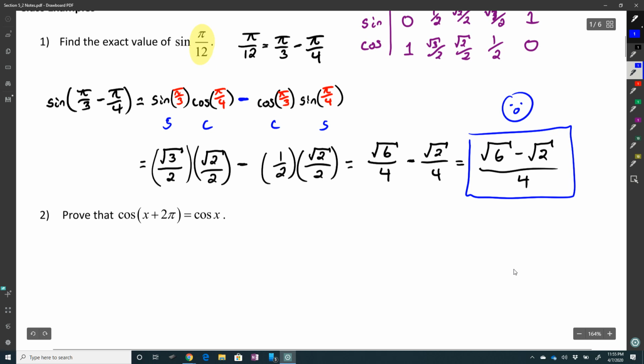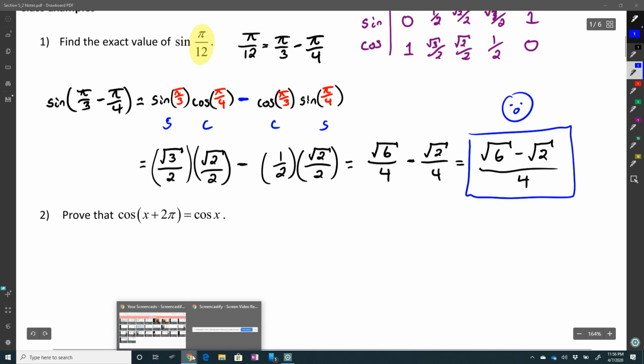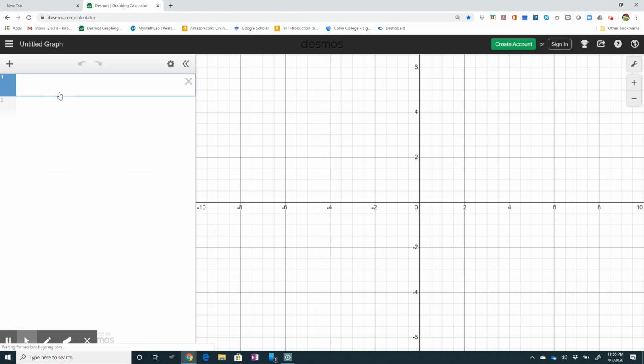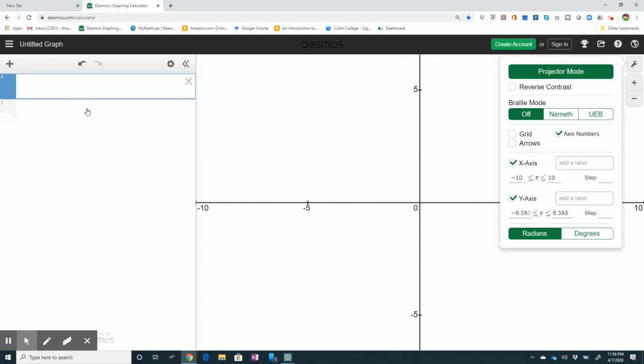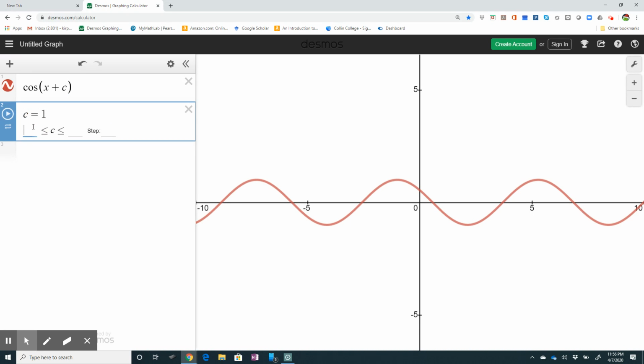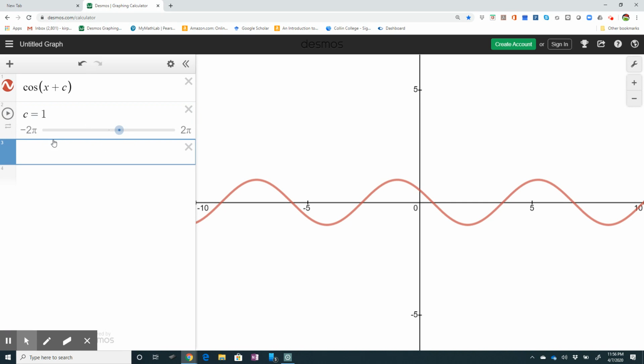Okay. Next is prove that cosine of x plus 2 pi equals cosine. So remember, cosine is cyclical. So for instance, cosine, let me adjust the settings a bit. No grid. All right. So cosine of x plus, and I'm going to put c here, just some constant. And I'm going to make it go from negative 2 pi to 2 pi. It would help if I had another equation for reference. Cosine of x.